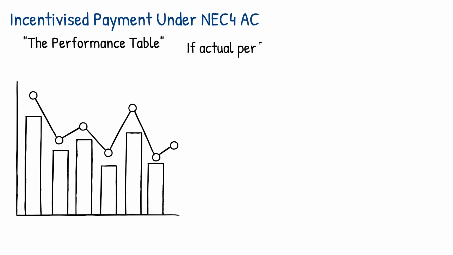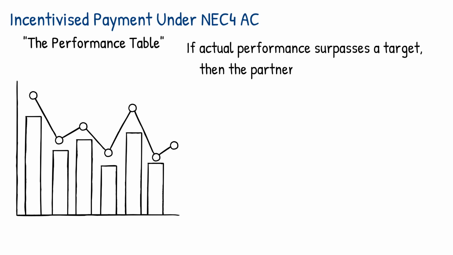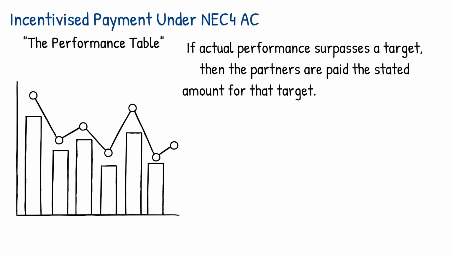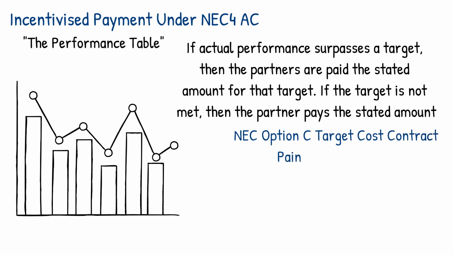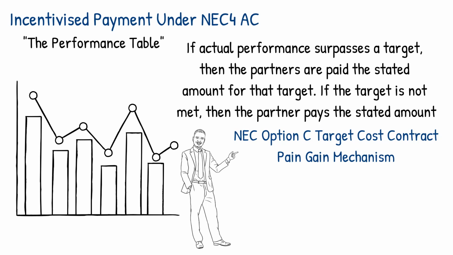If actual performance surpasses a target, then the partners are paid the stated amount for that target. If the target is not met, then the partner pays a stated amount. So this part works in a very similar fashion to the traditional NEC Option C target cost contract and its pain gain mechanism, but uses different language and another slight twist.